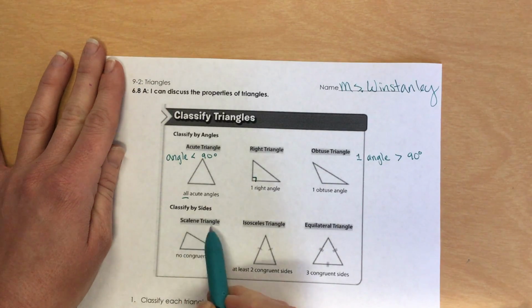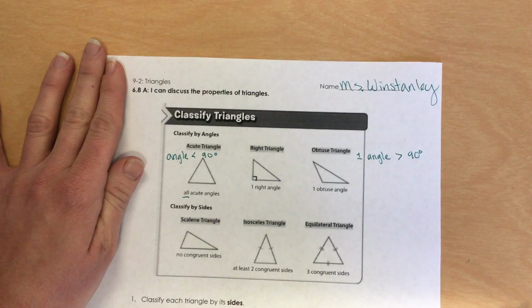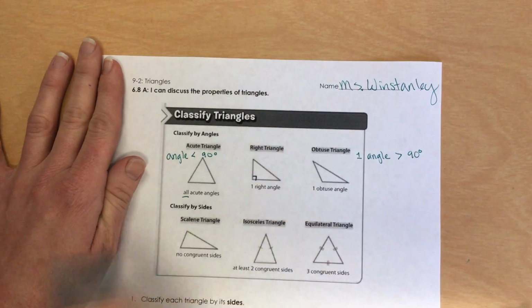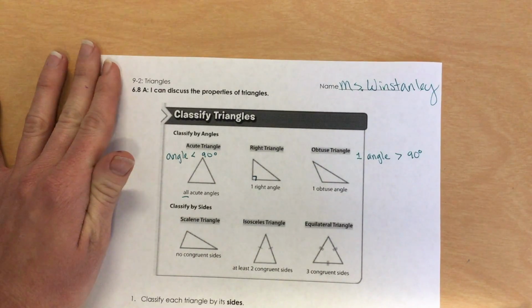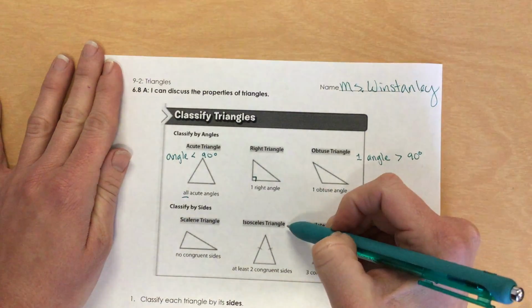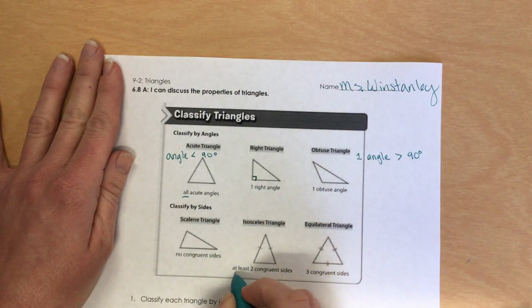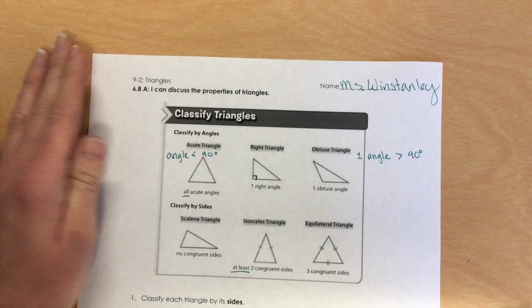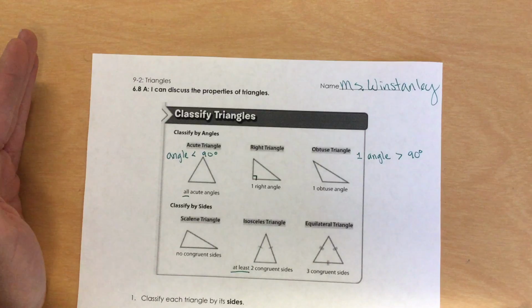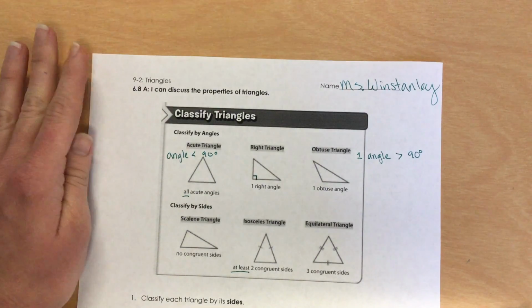We have a scalene triangle. Scalene triangles mean that there are no congruent sides. So all three sides of my triangle are different sizes. And that's a scalene. Next we have an isosceles triangle. With an isosceles triangle, we have at least two congruent sides, okay? Can you have more than two congruent sides? Yeah, absolutely, okay? We just know that we have at least two.